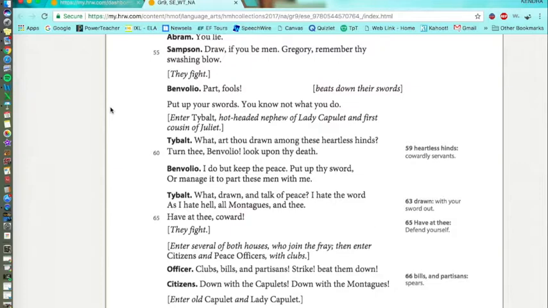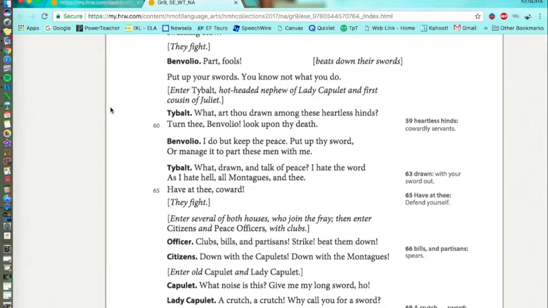Enter Tybalt, the hot-headed nephew of Lady Capulet and first cousin of Juliet. Tybalt and Benvolio are foils, they're complete opposites. Tybalt says, "What, art thou drawn amongst these heartless hinds? Turn thee, Benvolio, look upon thy death." So he's like, fight me, Benvolio.